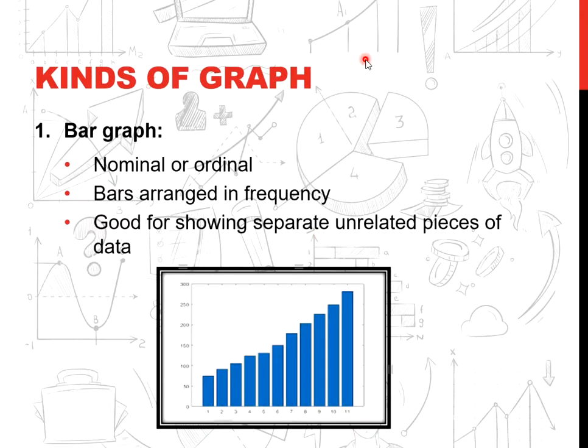So, ano-ano ba yung ating kinds of graphs? So, bar graphs, pwede siya sa nominal or ordinal data. Bars arranged in frequency. So, depende kung gaano kadami. Good for showing separate unrelated pieces of data. So, pwedeng magkakaibang lugar or magkakaibang department. So, halimbawa, ito ay medtech students. Ito naman ay radtech, PT, nursing, midwife. Okay. So, magkakaibang students, number of students. So, dito nakalagay yung course at dito naman nakalagay kung ilan yung population nila.